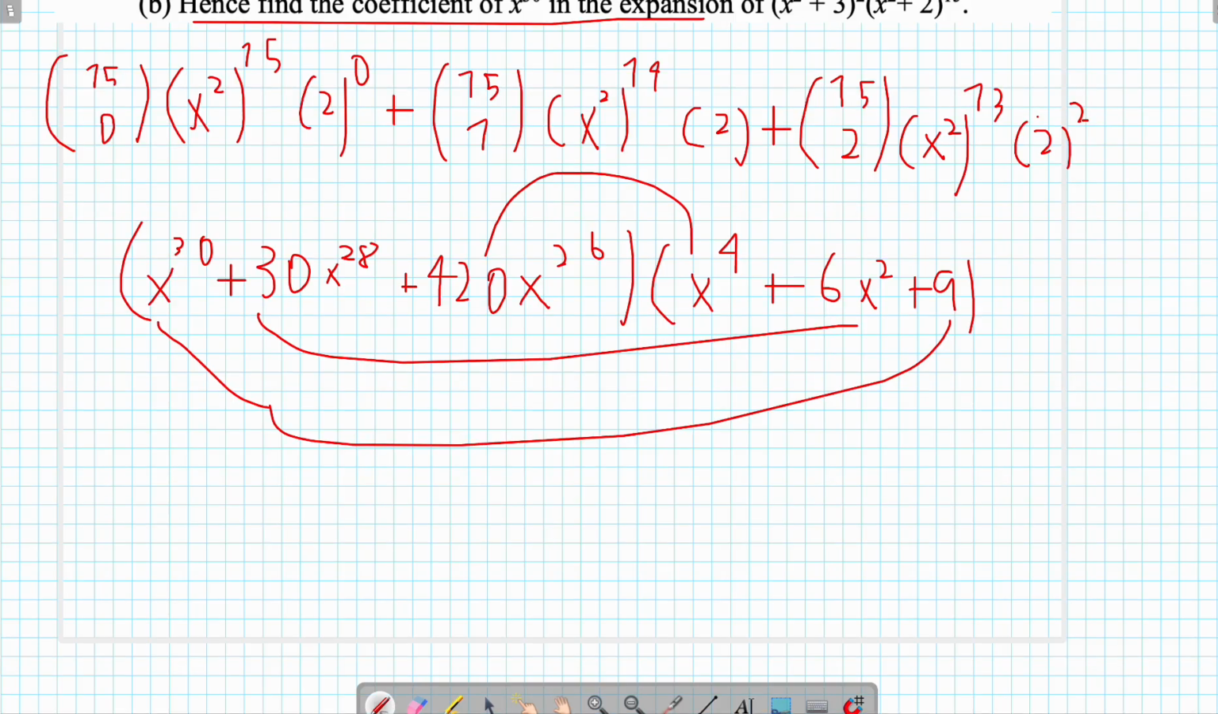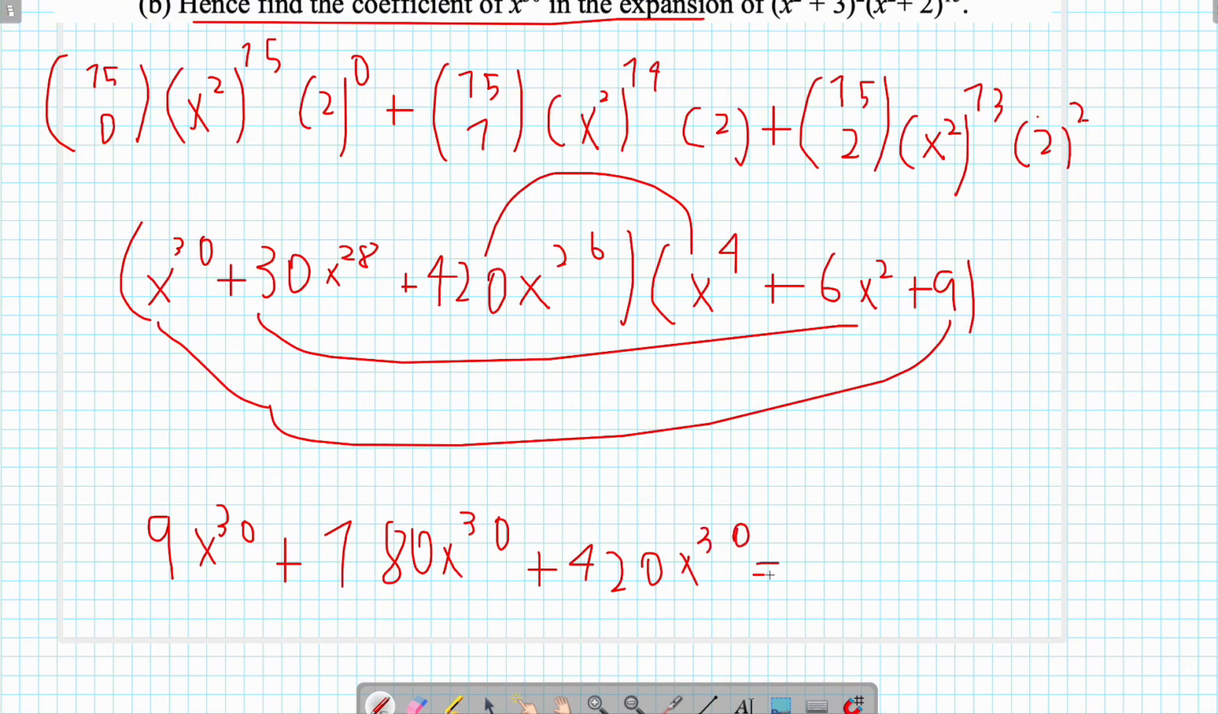So again, 9x to the 30 plus 6x squared times 30x to the 28 is equal to 180x to the 30. And then you add 420x to the 30, which will give you 609x to the 30, but they want the coefficient, so it's just 609. Let me just write it.